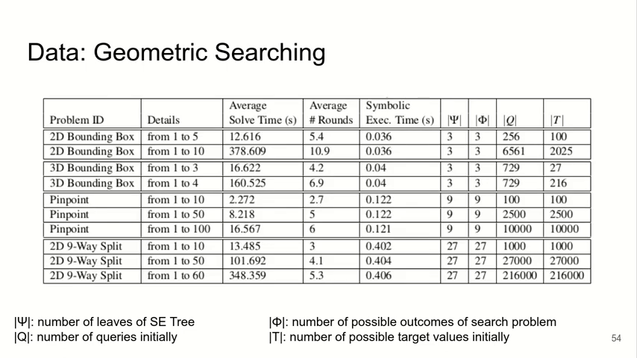These are search problems in which the target value is a pointer box in 2-dimensional or 3-dimensional space. We can see here the data from the game Pinpoint that I demonstrated earlier, which overall runs fairly fast. We can also see the game 2-dimensional bounding box from my earlier example, which does take a bit more time. The 10 by 10 grid takes about 6.5 minutes to solve on average.